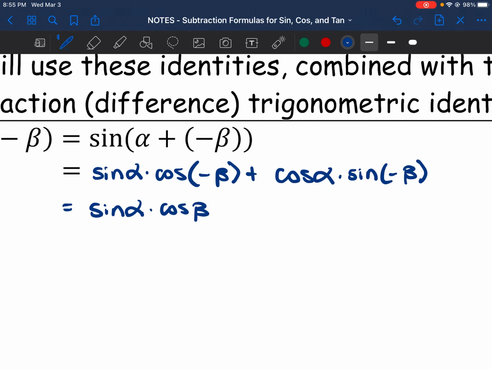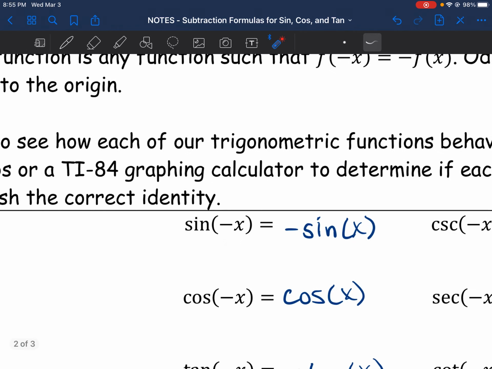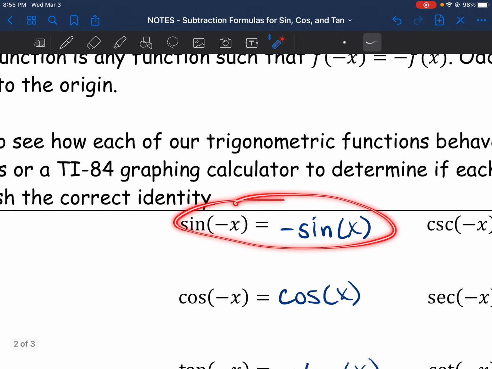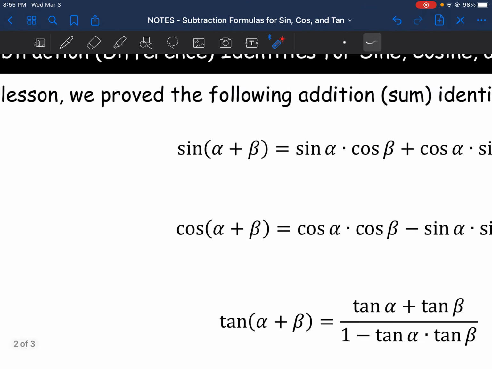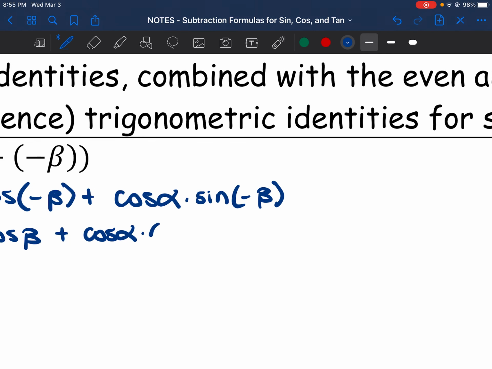No sign changes really happen. Okay, continuing. Cosine of alpha, nothing happens there. And now we get to sine of negative beta. Well, we saw up here that sine is an odd function, meaning that the sine of negative x is equal to negative times the sine of x. So if I have sine of negative beta, this is really equal to negative sine of beta.